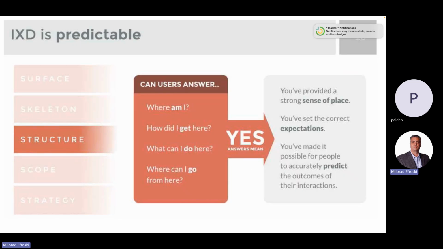Again, the predictable part of interface experience design is things like you have to ask yourself, people can basically answer these questions: Where am I? How did I get here? What can I do here? Where can I go from here? These are things you have to ask yourself every time you build an interface, because that's what people are asking subconsciously in their brains. So make sure, as a designer, you've provided a strong sense of place. You've set the correct expectations. You've made it possible for people to accurately predict the outcomes of their interactions, so they're not going to guess what's going to happen, right?